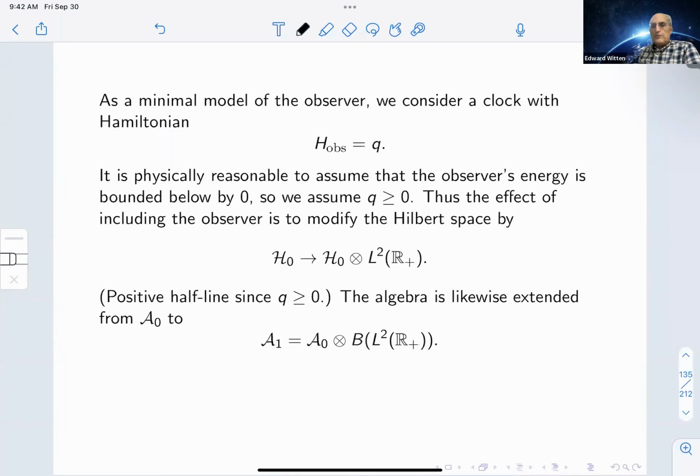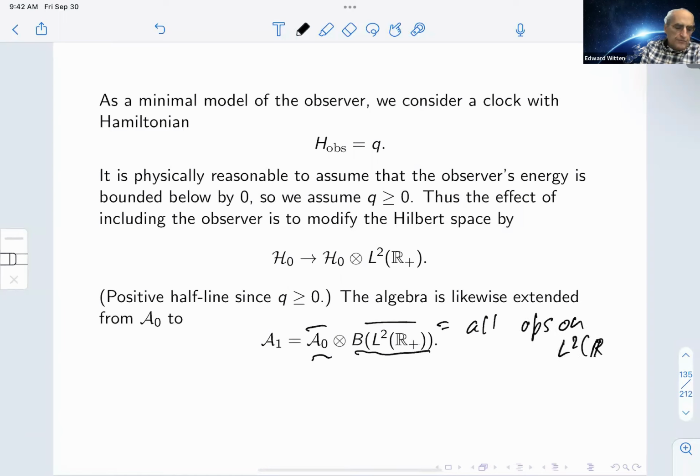Likewise, we extend the algebra. Before imposing the constraints, we had an algebra A0 that acts on effective field theory degrees of freedom, but now we have the observer's operators, and we'll assume that the observer can manipulate the observer's Hilbert space in an arbitrary fashion, which means we include the type 1 algebra, which I call B of L2 of R plus, which is just all operators on L2 of R plus. So if we don't worry about the constraints, then we extend the Hilbert space in this fashion, and we extend the algebra in this fashion.